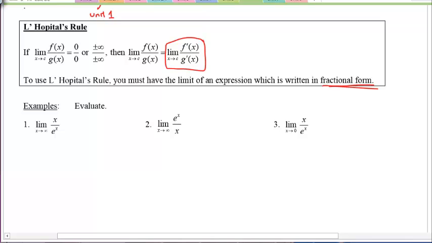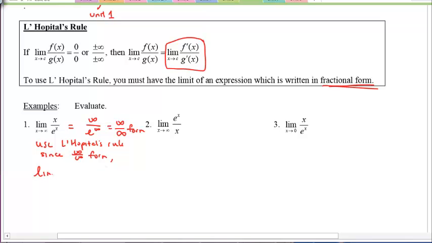Example number 1. Remember, the idea is to do direct substitution first. So when I do, I get infinity over e to the infinity. Well, that's just infinity over infinity, and that's one of those indeterminate forms. So I'll say it's the infinity over infinity form. So therefore I'll apply L'Hopital's rule. So then I'll actually say, let's use L'Hopital's rule since we have the infinity over infinity form.